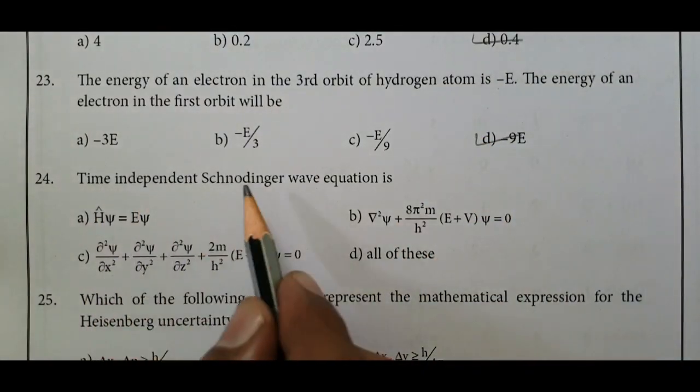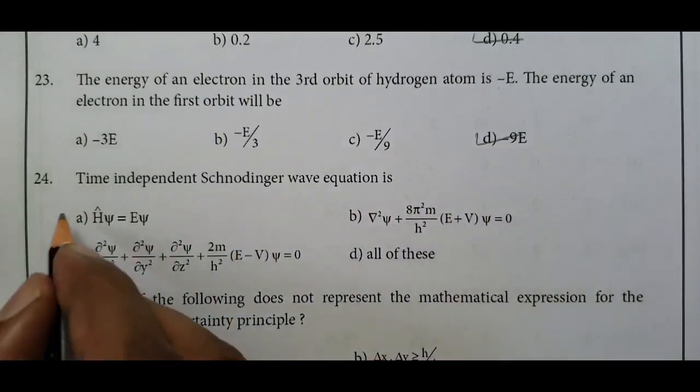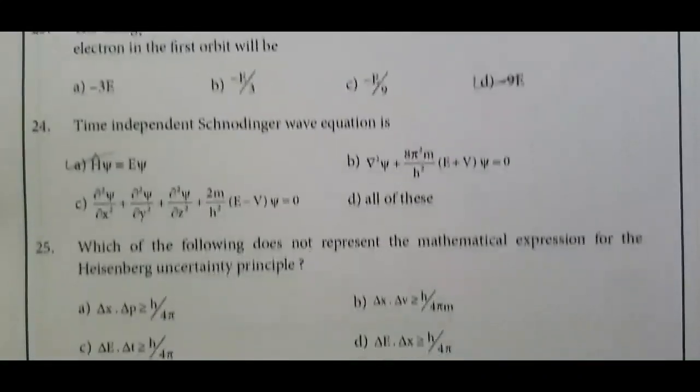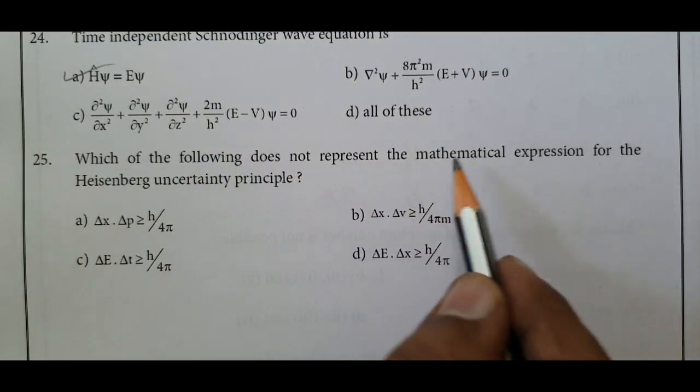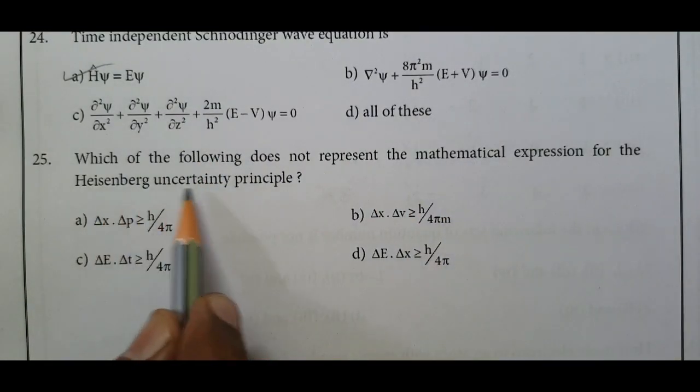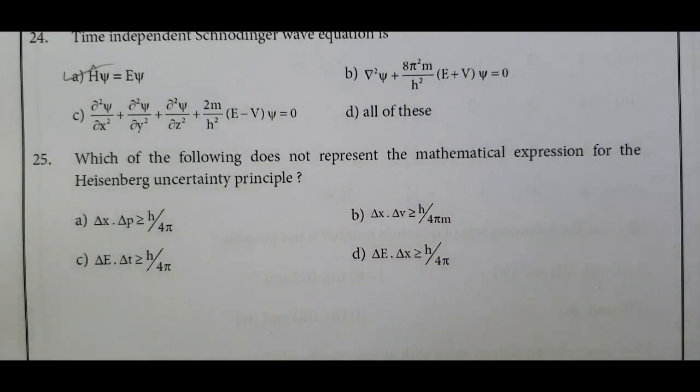The time independent Schrodinger wave equation is H cap psi equal to E psi. Which of the following does not represent the mathematical expression for the Heisenberg uncertainty principle? That is delta x, all these express. Delta E into delta x is greater than or equal to h by 4 pi. This is not the Heisenberg uncertainty principle.